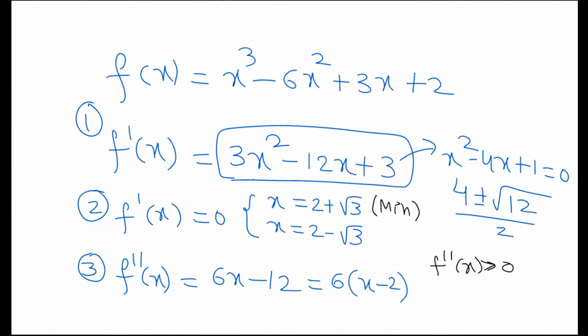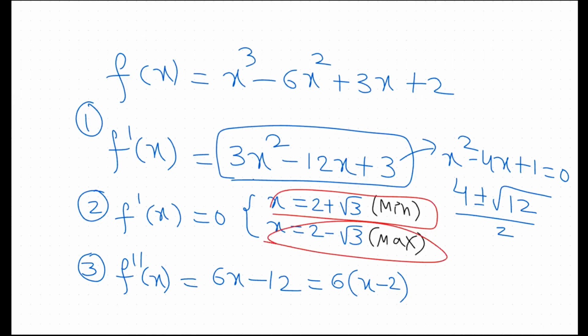Now, ma, 2 minus root 3, what will happen, ma? Same here. For 2 minus root 3, minus 6 root 3 will come, correct or not? So it's a maxima point, maximum point. How to calculate maximum and minimum value? Substitute this answer into the original function, and you will get it.